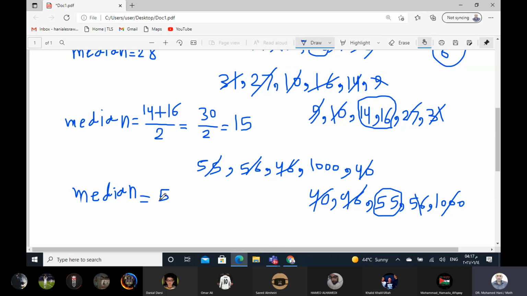My question now: what is the outlier here in this data? 1000. Great. 1000 is the outlier in this data, because we have a big distance between this value and the other values. Yes, so this is the outlier.